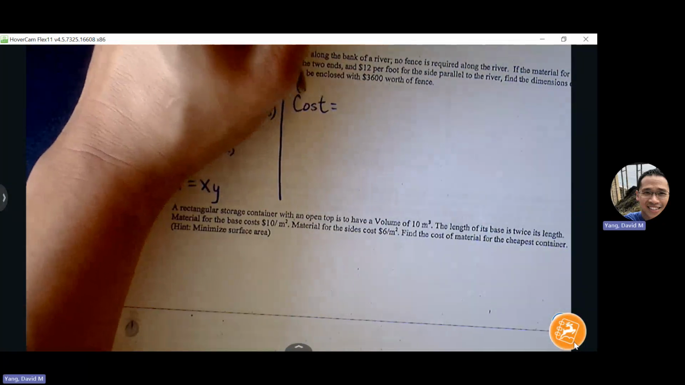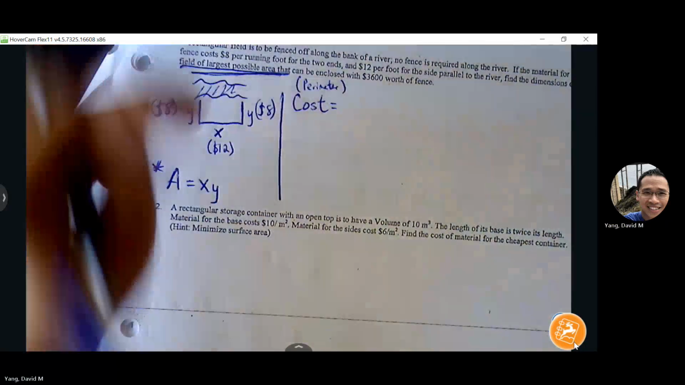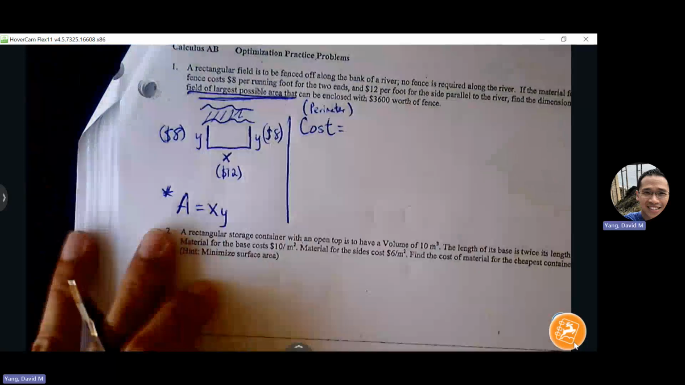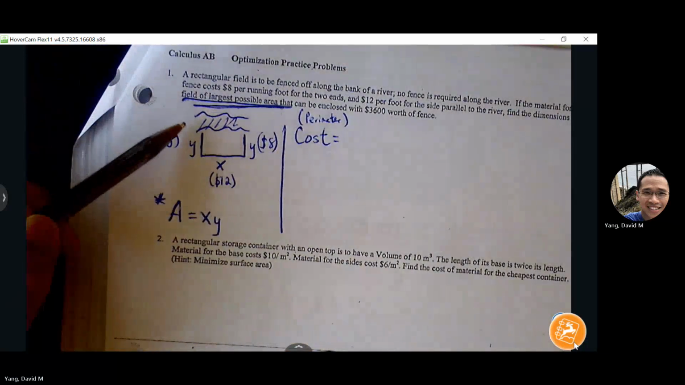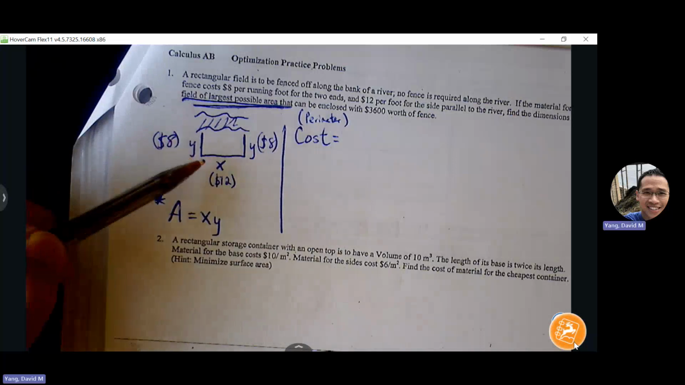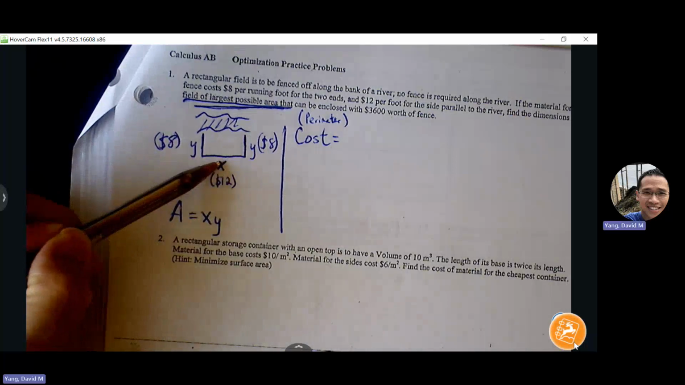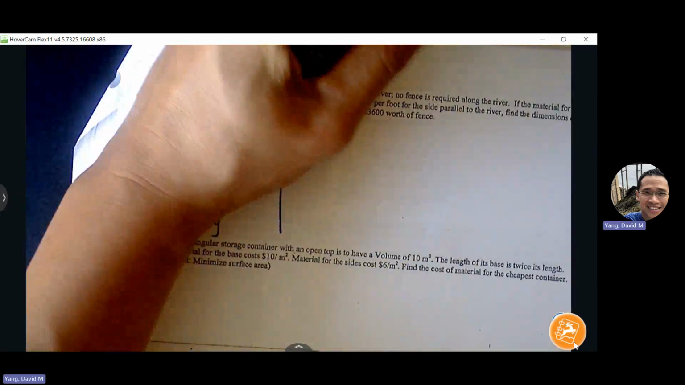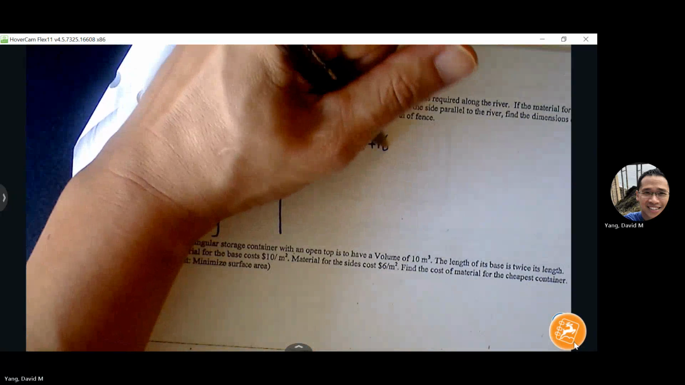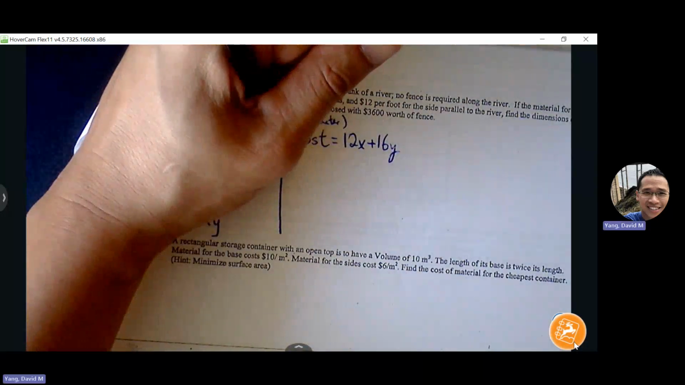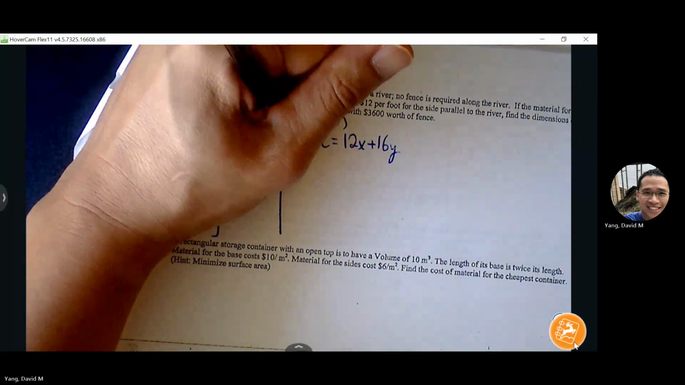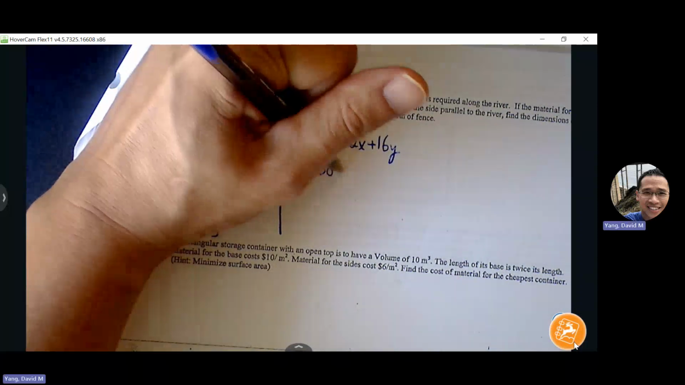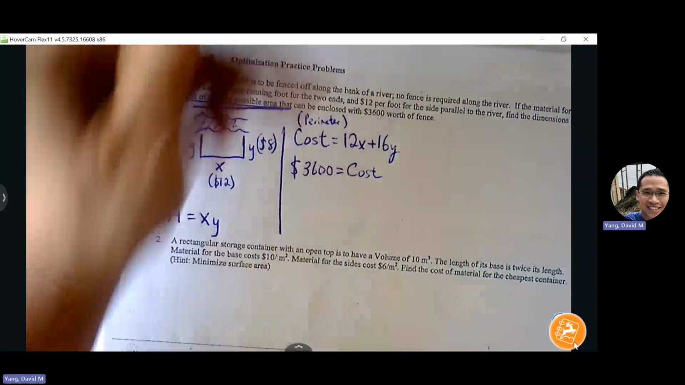So let's do a cost equation. Now cost is pretty much involving perimeter and the dollar amount. So our cost is 12x plus what? 16. Yeah. And we have an amount to work off of, $3,600.